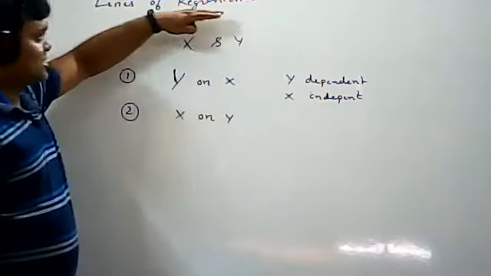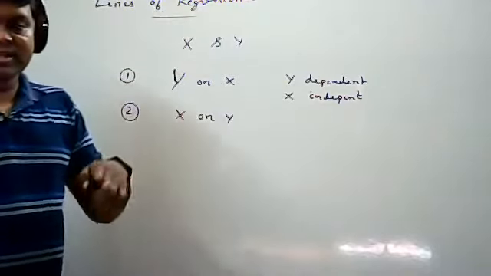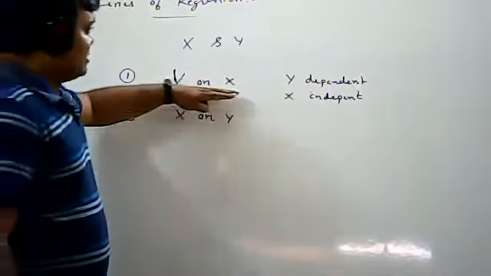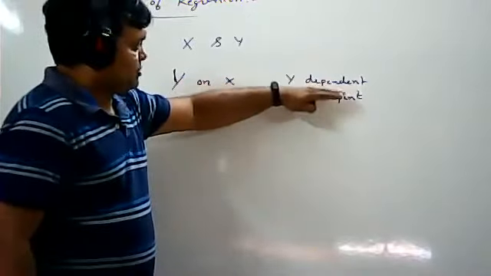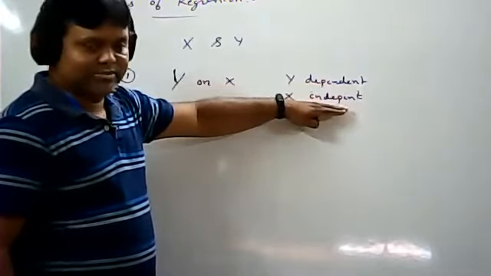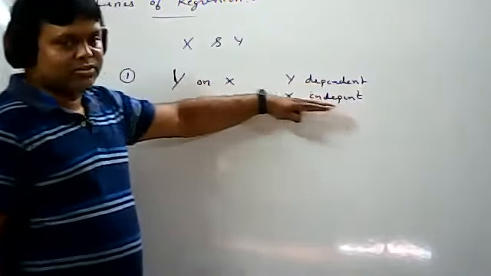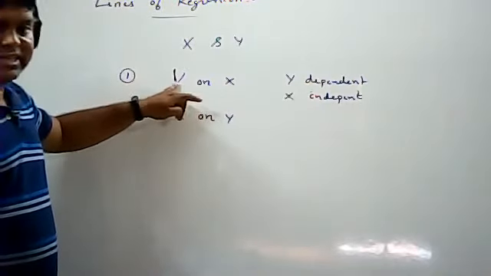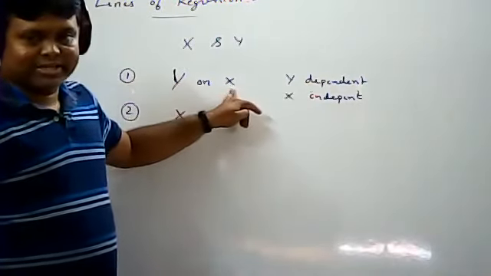So how many types of regression lines are there? There are two types. The first one is the regression line of y on x. In this, y is the dependent variable, so the y value will be dependent on the x variable. That means x is the independent variable. So the regression line of y on x is used to estimate the value of y when the x value is given.